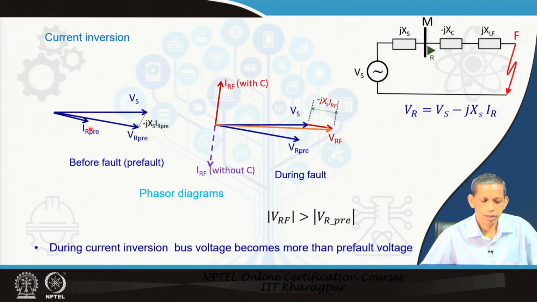Therefore, I r is V s minus this drop. Let us say I pre is very close to V r pre, with the drop leading to j X s I pre. If you subtract that drop, it becomes minus j X s I pre, and this equals V pre. So before the fault, V pre lags V s by a small angle, as you know. This is the pre-fault situation.